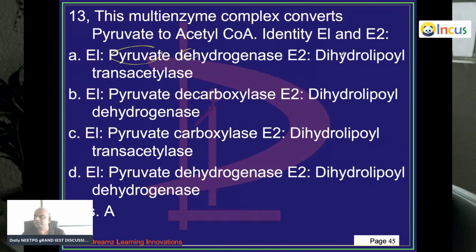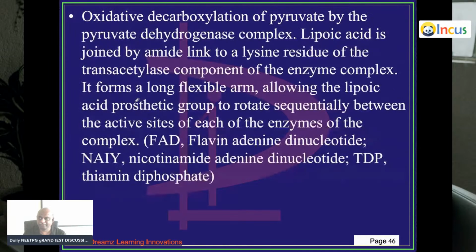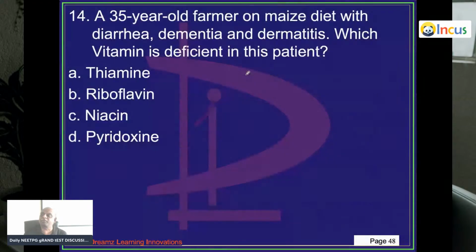Pyruvate dehydrogenase and dihydrolipoyl transacetylase. For the oxidative phosphorylation of the pyruvate by pyruvate dehydrogenase, lipoic acid is joined by amide link to a lysine residue of the transacetylase component.